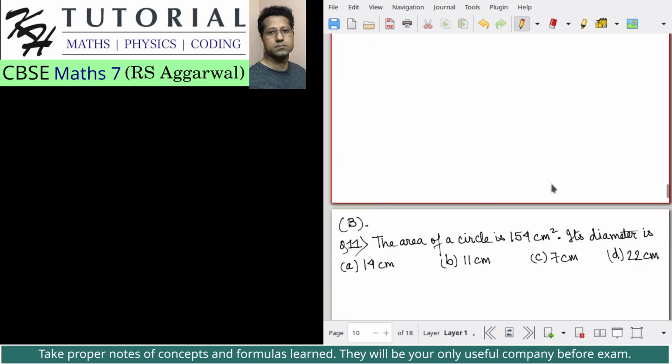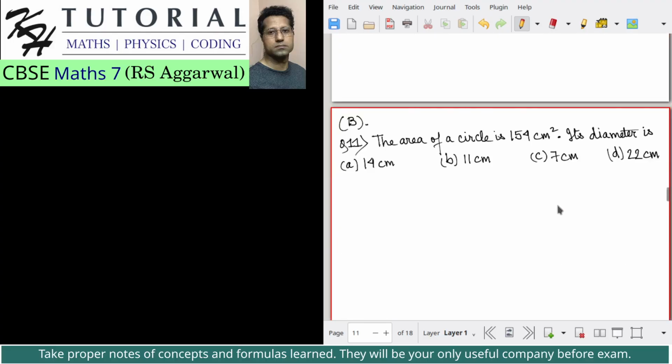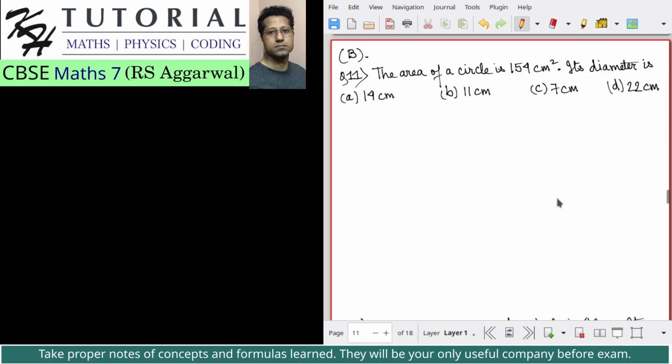Okay, so section A is complete. Now we will start section B, which are multiple choice questions. The area of a circle is 154 centimeter square. Its diameter is. So it is better if you remember a direct relation between area and diameter, or if you do not remember that, then of course you can find the radius from this area and then multiply the radius by 2. It will give the diameter. Now let's see. We know that area of a circle.